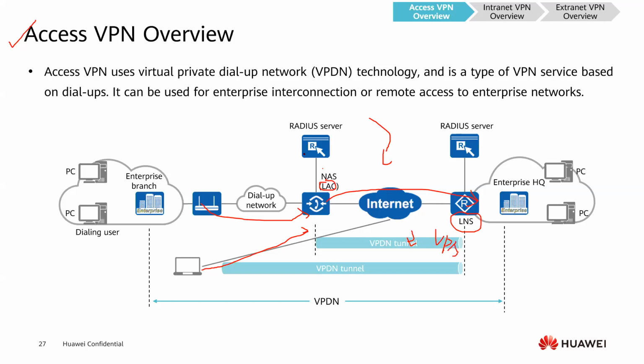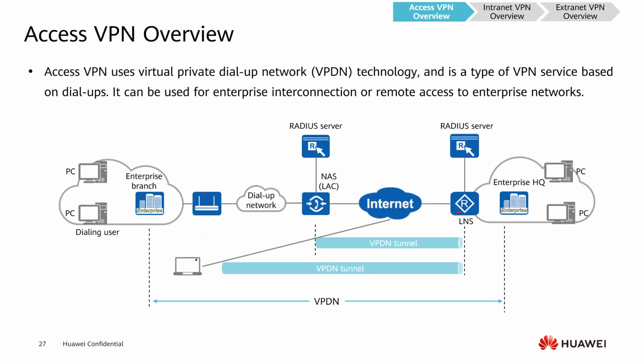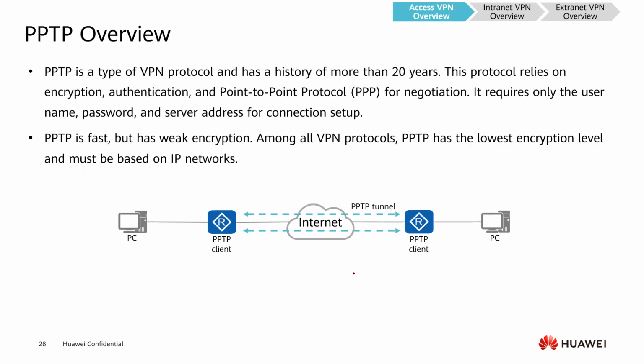Okay, so those access VPNs can be used to create the connection between the branch and the HQ, but also can be used to create connections for the remote customer, the mobile customer, right? So some employees have a business trip, and if they go to some other places, they can use L2TP to connect back to the company, to the enterprise.